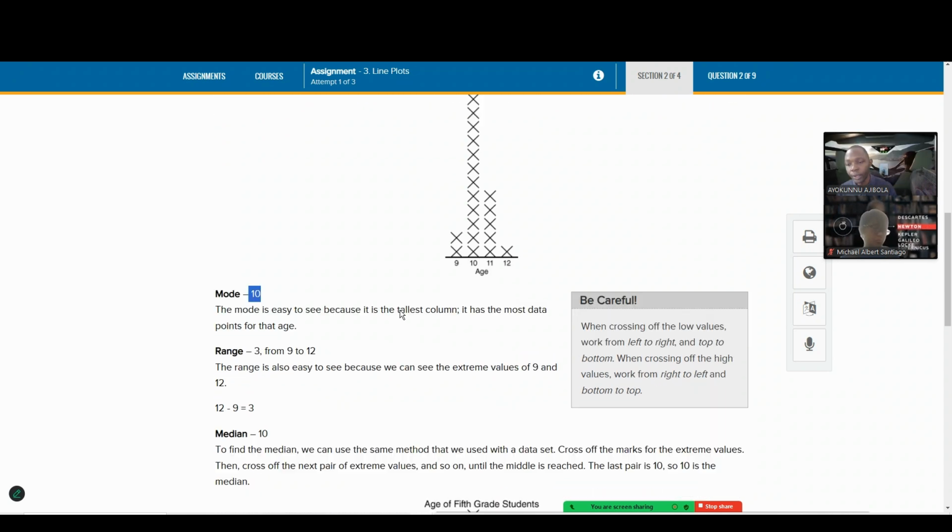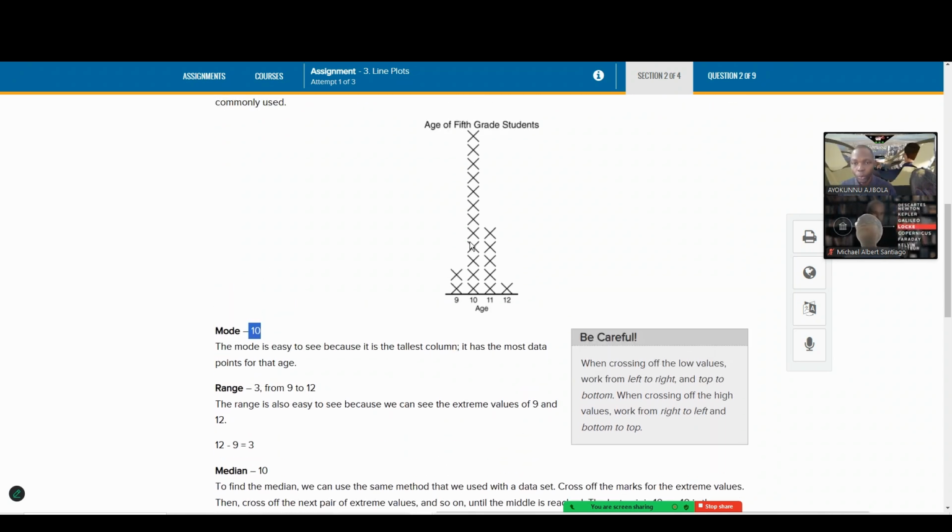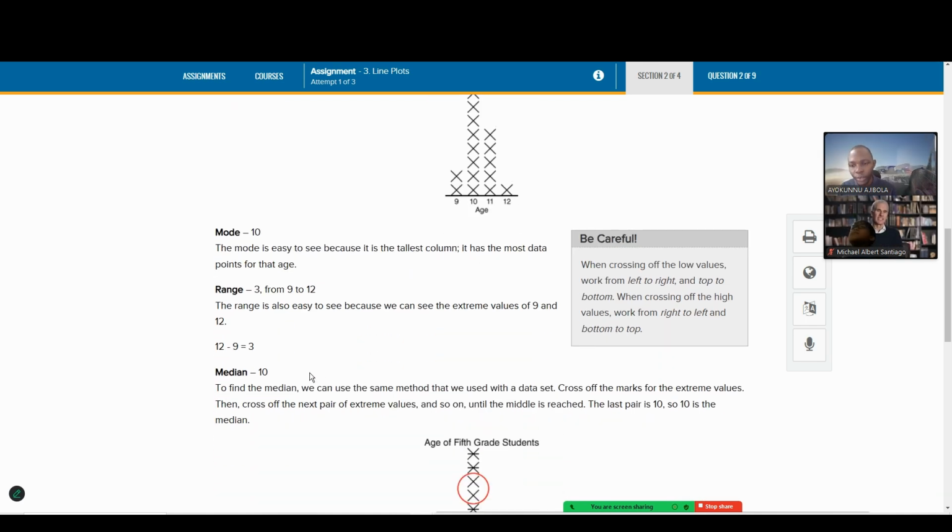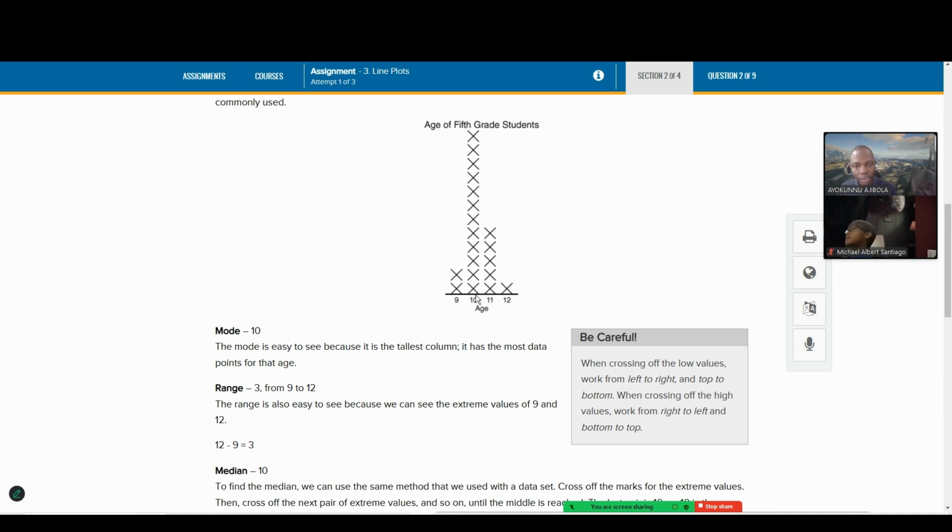We'll continue from here. The mode is 10 because it has the highest representation, the highest population. The range is 3 because the biggest number is 12 and the smallest number in the data is 9. So 12 minus 9 is 3. And for the median, if we count all of the data represented, we find 20. That's 2 plus 12, that's 14, plus 5, that's 19, plus 1, that's 20.